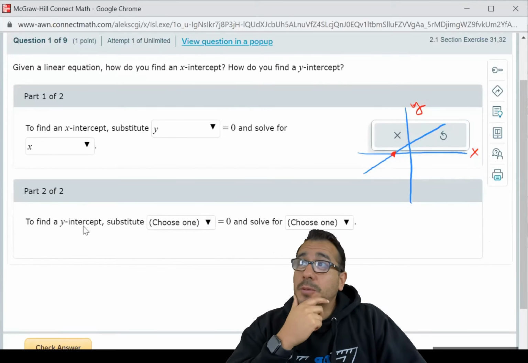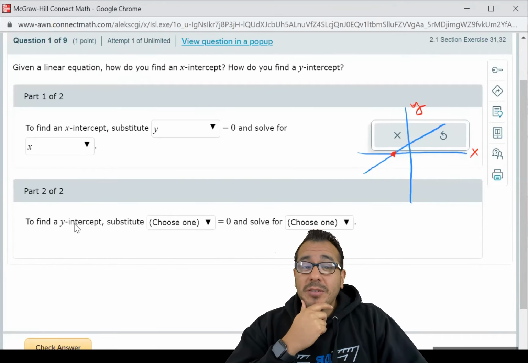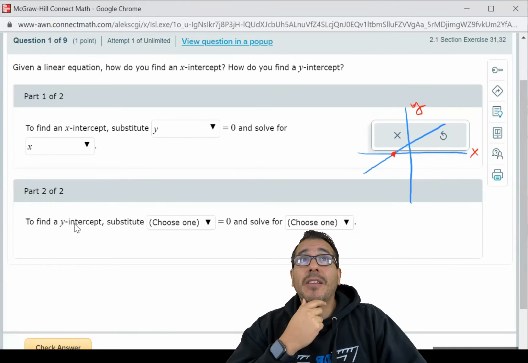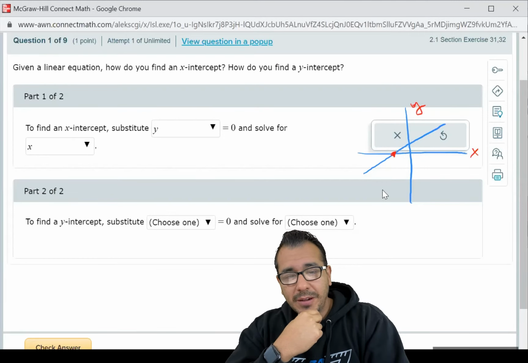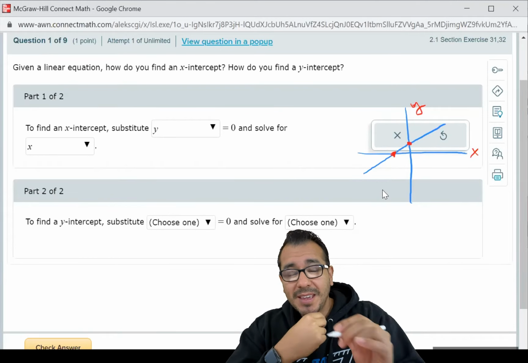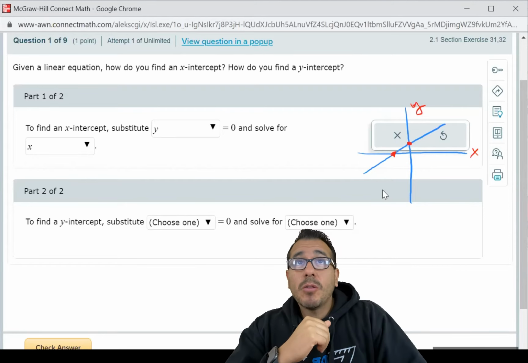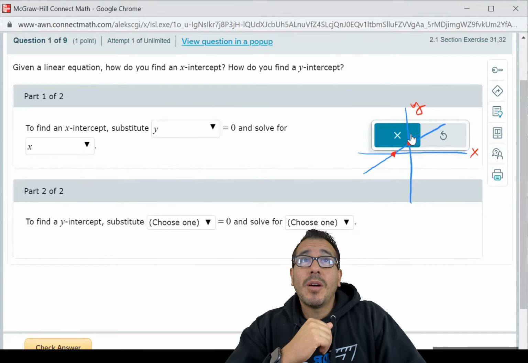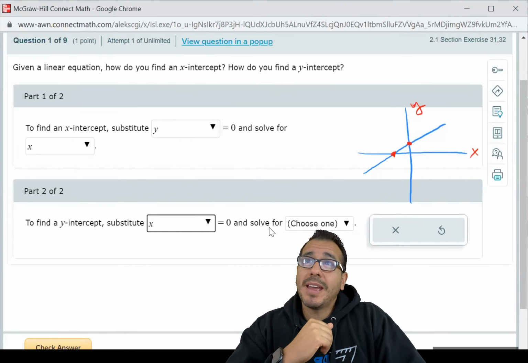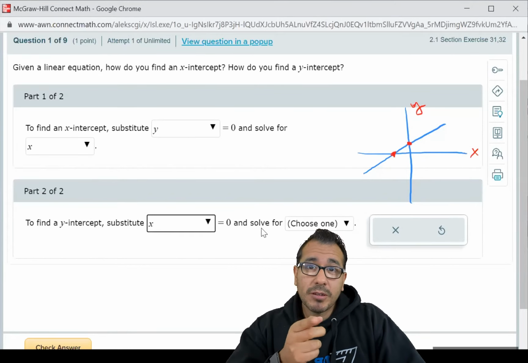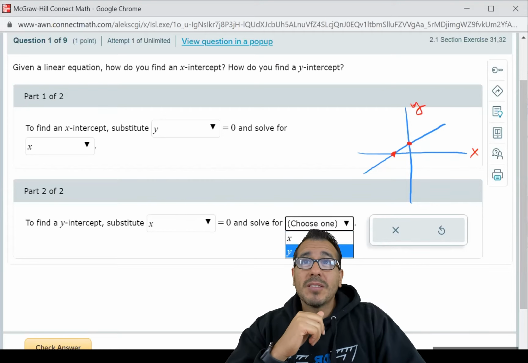All right, part two. To find the y-intercept, if I'm looking at that same graph, there's my y-intercept. Let me draw a little dot right here. Boom, there's our y-intercept. And notice that at our y-intercept, our x value is zero. So we set x equals zero, and now that we know x is zero, we're going to solve for y.